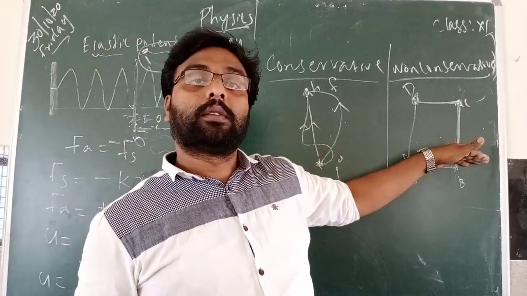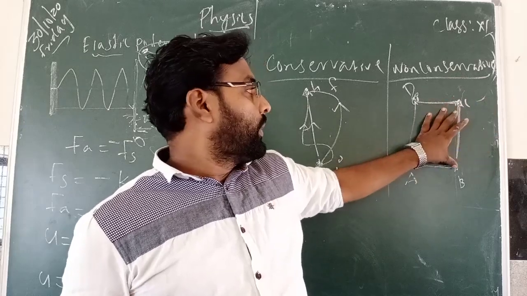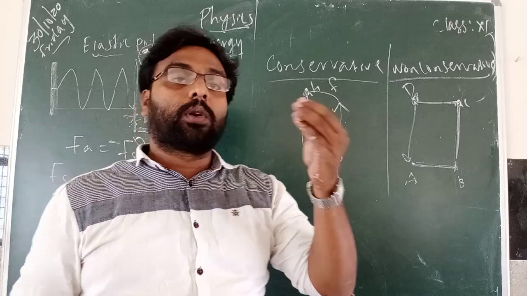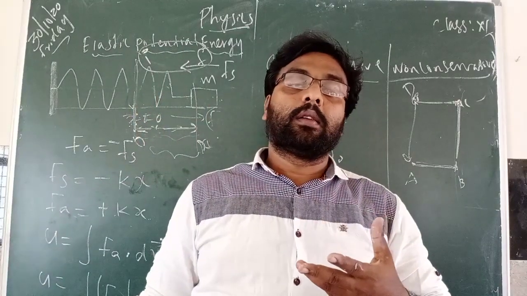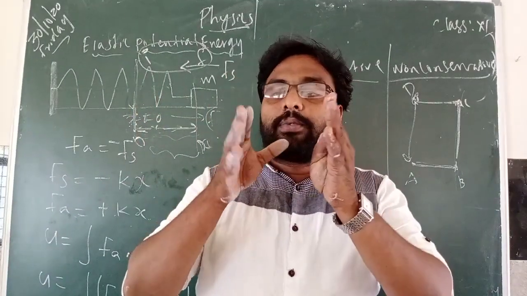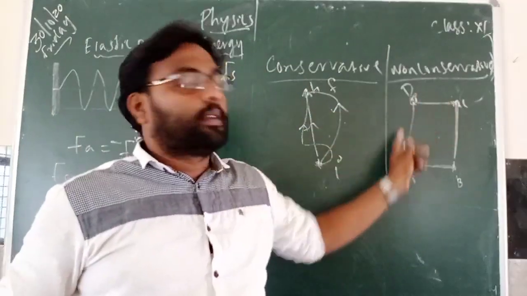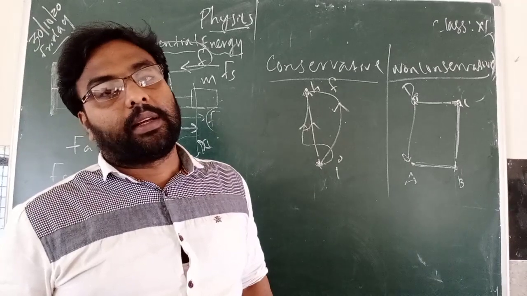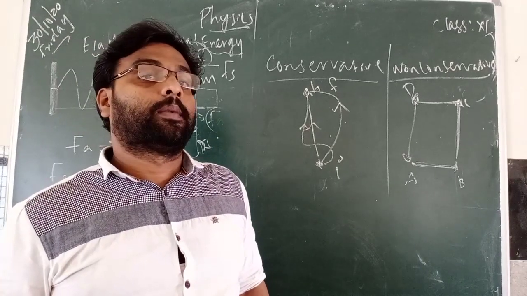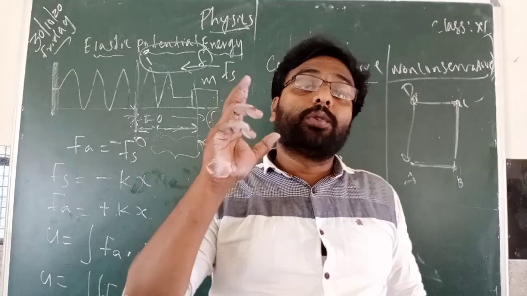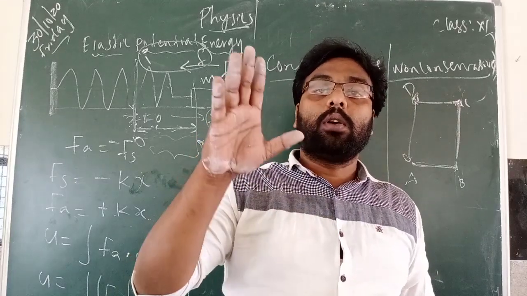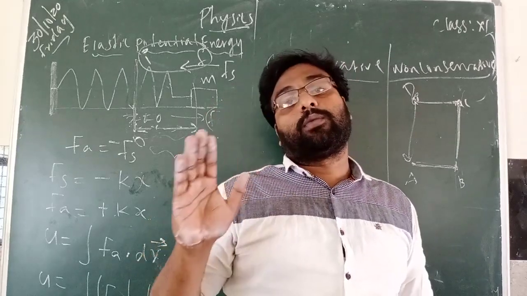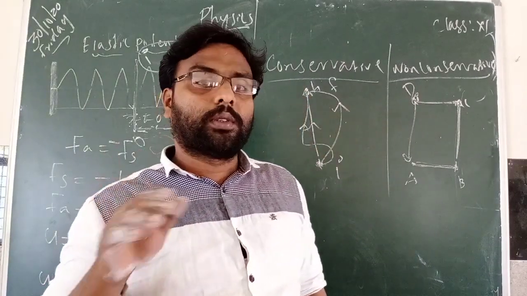For this path, some work done. Maybe for this path, some more work done. For this path, less work has to be done. So work done is different depending on the path between the initial position and the final position. It is due to the frictional force. So that is a non-conservative force. Here frictional force is a non-conservative force.